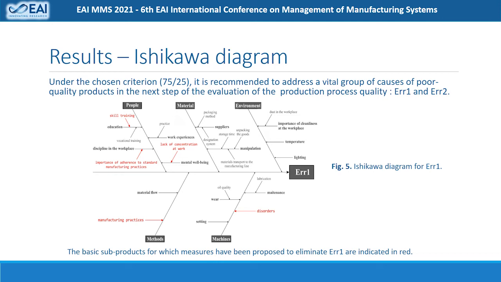The basic subproducts for which measures have been proposed to eliminate error 1 or 2 error numbers are indicated in red. The cause most involved in the number of error 1 is the people category, where compliance with working procedures, necessary concentration, and length of training is crucial. See picture 5. The methods and machines category appear to be another problem.